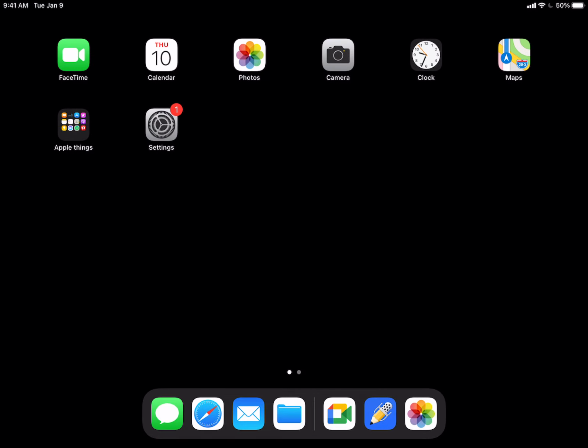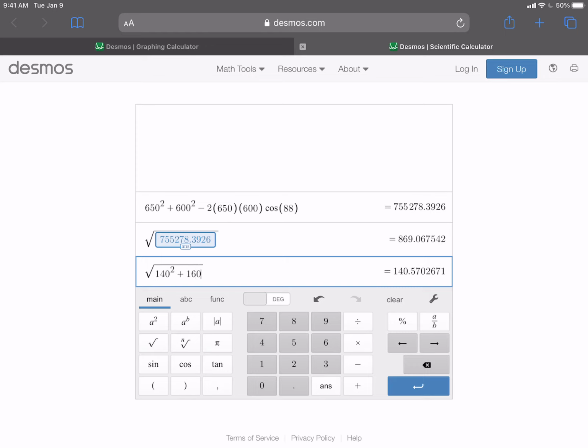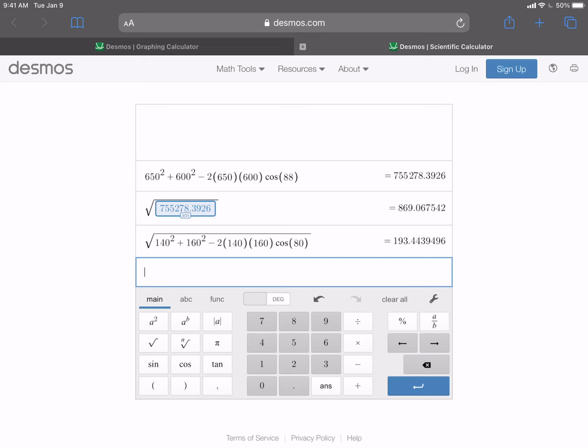So if we go to the calculator, we're going to do 140 squared. Now, if you would want, I could just show you this. You could do the square root of 140 squared plus 160 squared minus 2 times 140 times 160 times the cosine of 80. I make sure my calculator's in degrees, right? And then it gives it to you already. So that is an option that you have. Just remember, if you're solving for the angle, then you can't do it that way. So that gives us 193.444.